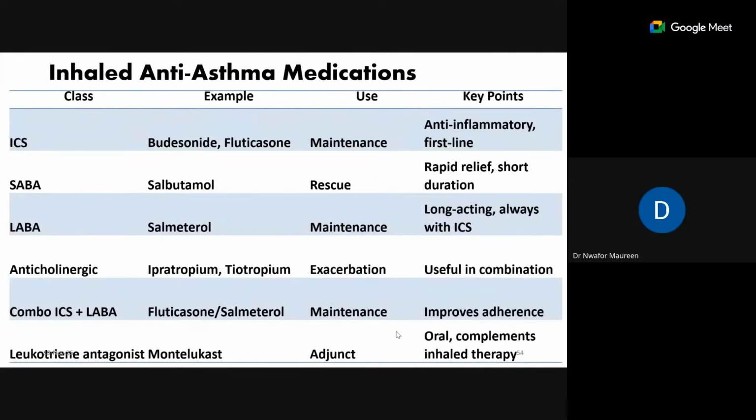So this slide is also showcasing the inhaled anti-asthma medications, the inhaled corticosteroids, their types, where we use them, the key points. For anti-inflammatory purposes, we prefer corticosteroid as the first line. For rapid, short duration of action, we prefer to use salbutamol. To improve adherence, you combine corticosteroids and adrenergic agents. So what you want to achieve determines the agents you are going to use.